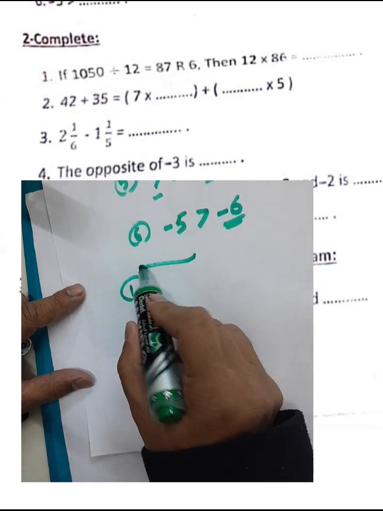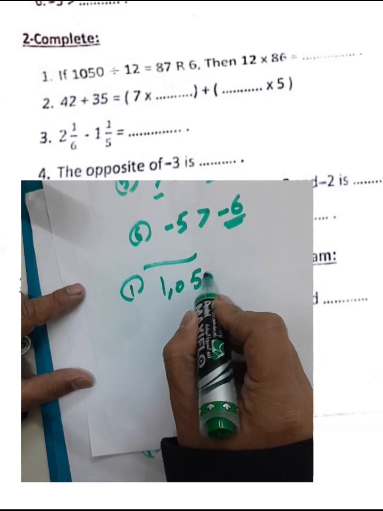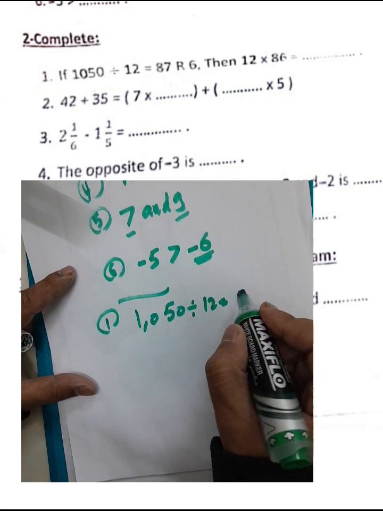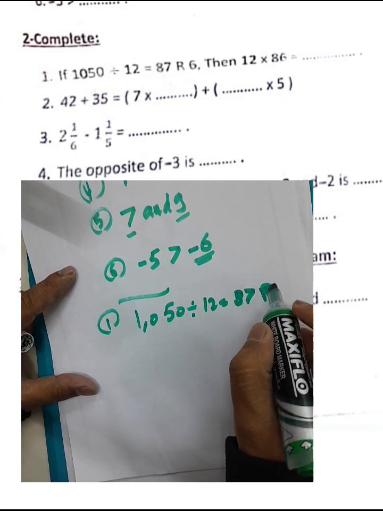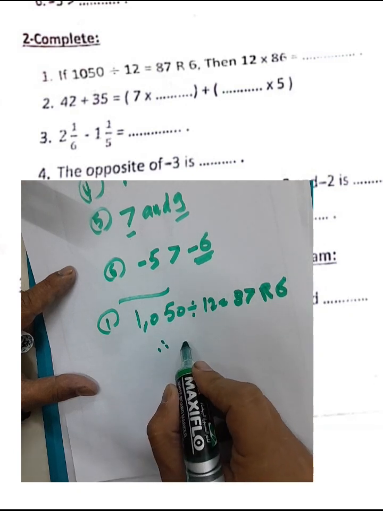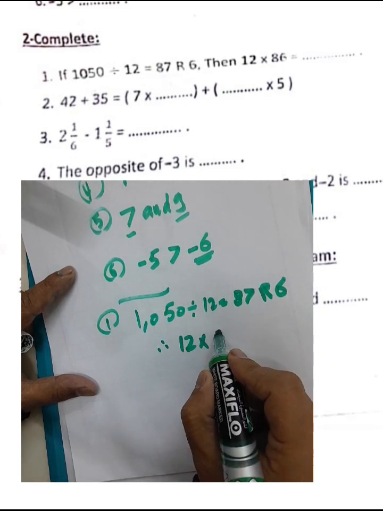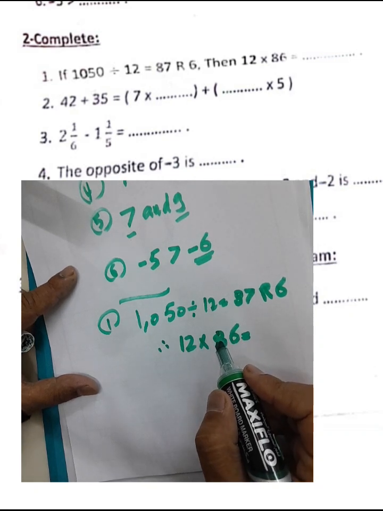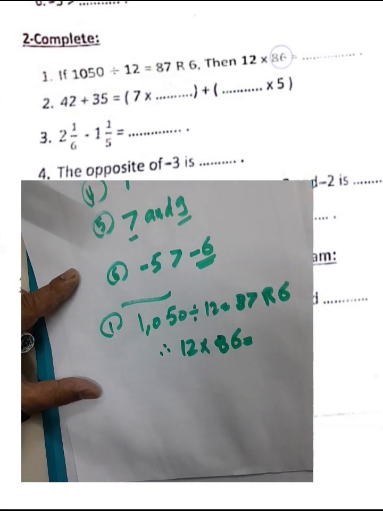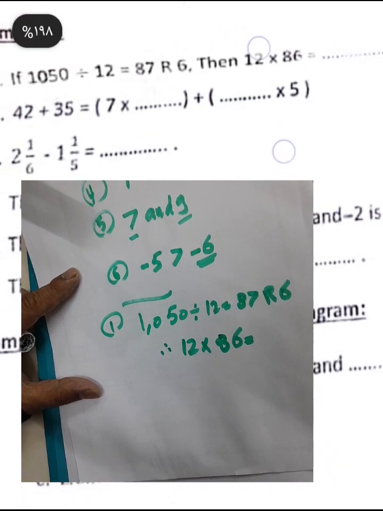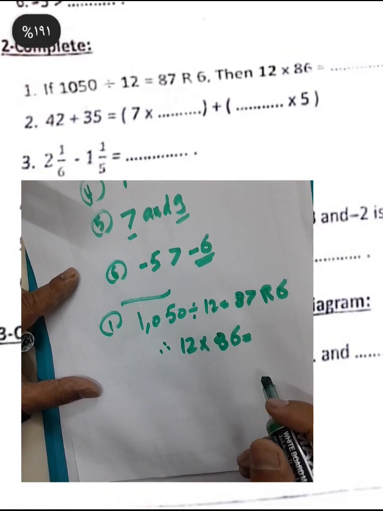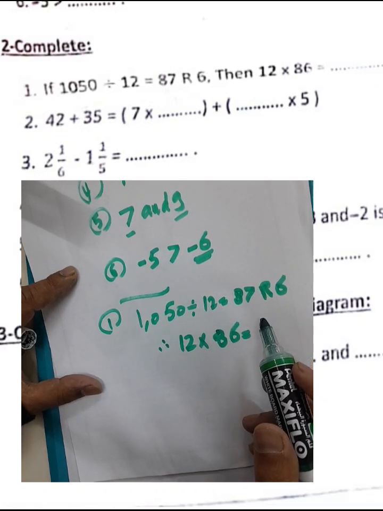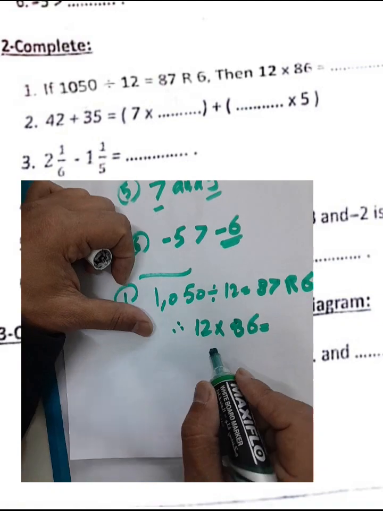Number 1. If 1050 divided by 12 equals 87 and the remainder 6, then 12 times 86 equals what? Again we have the difference between two numbers. The remainder here, he gives us the remainder equals 6. So you can find the multiplication between two numbers.